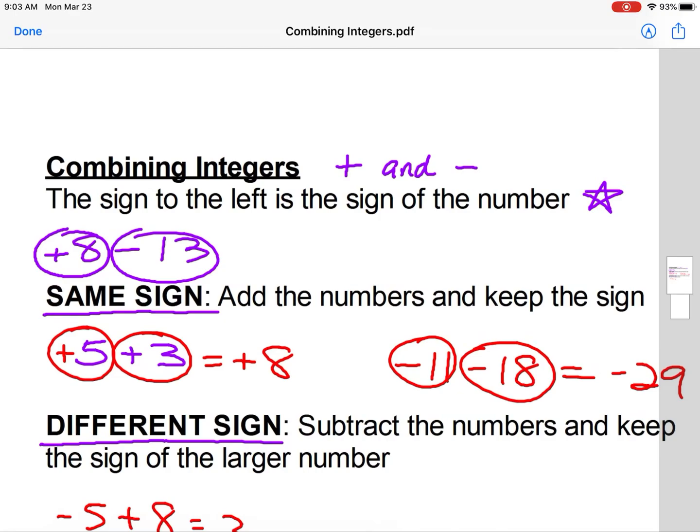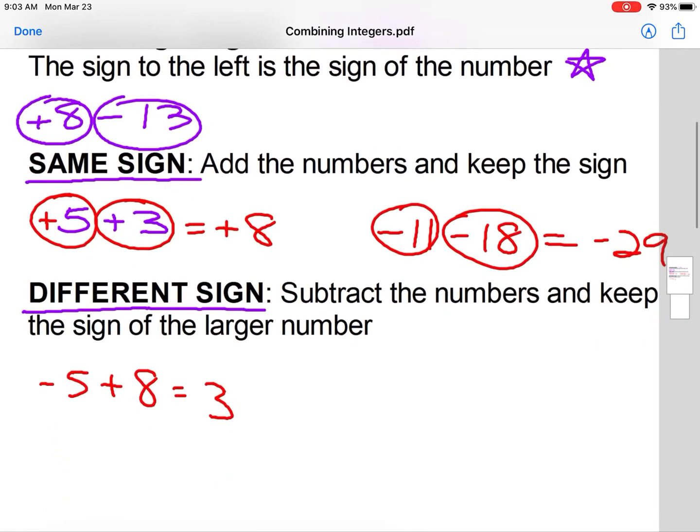The rules for integers are going to be same sign, different sign. So for same sign, we're going to add the numbers, keep the sign. So if they're both positive, we're going to add those numbers. A positive 5 and a positive 3 makes a positive 8. Both of them are negative numbers. A negative 11 and a negative 18 makes a negative 29.